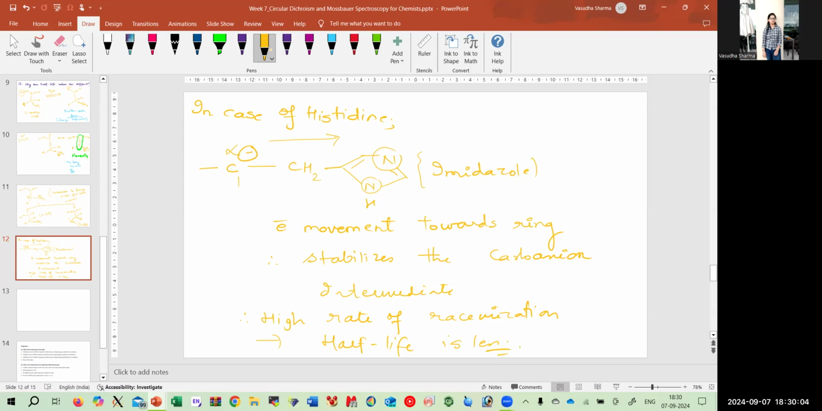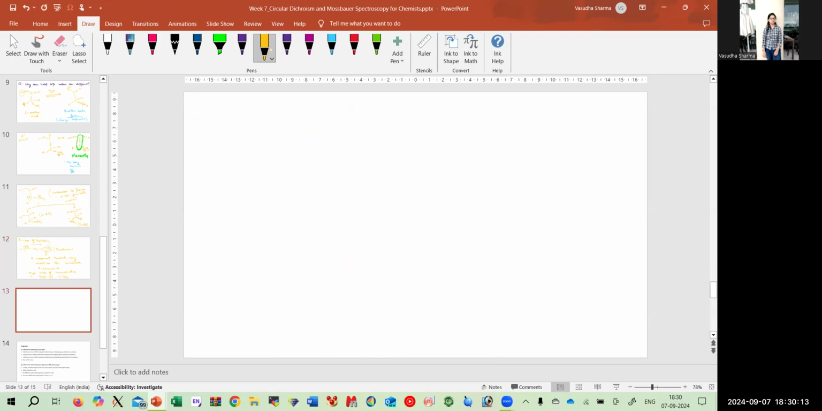Now, with this one, our application of amino acid racemization is finished. I hope you guys have understood so far. So now we come to another topic, that is the spectroscopy part, which would help you to understand when we will be talking mainly about Mössbauer spectroscopy.